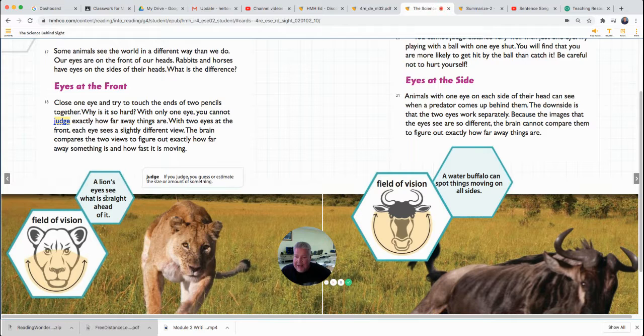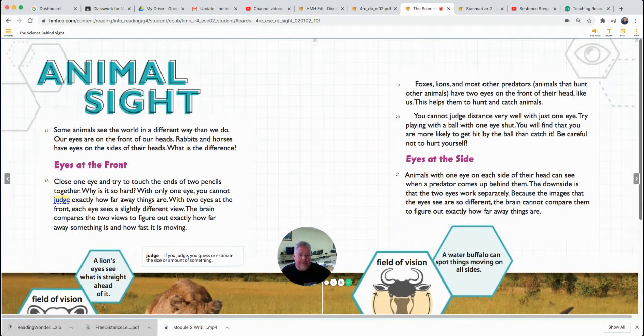A lion's eyes see what is straight ahead of it. It's got eyes on the front of its head like we do, so its field of vision is like ours. Okay, let's look at this other side. Foxes, lions, and most other predators, animals that hunt other animals, have two eyes on the front of their head like us. This helps them to hunt and catch animals. You cannot judge distance very well with just one eye. Try playing with a ball with one eye shut. You'll find that you're more likely to get hit by the ball than catch it. Be careful not to hurt yourself.